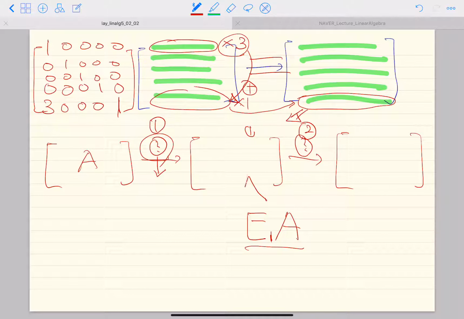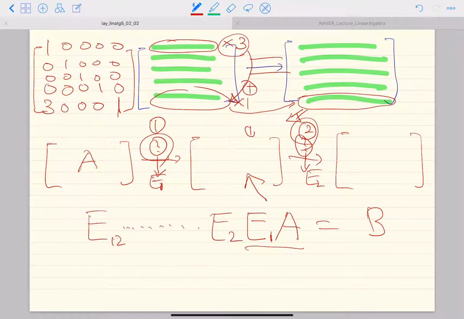And what is the result of it? This corresponds to this one. From this matrix we perform the second step of Gaussian elimination, which has its own matrix E2. Altogether you may have performed 12 different operations, and let's call the result B, which will be maybe our echelon form or reduced echelon form. So we can maintain this equality across all the steps of the Gaussian elimination. Any questions so far?